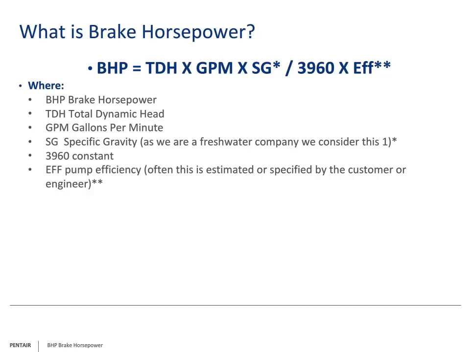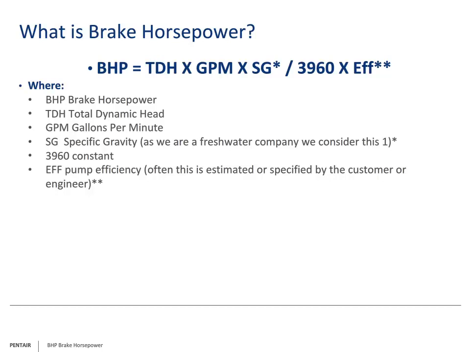What is brake horsepower? Simply put, it is the horsepower needed at the system requirements. To calculate the horsepower needed, you need to know the system total dynamic head, or TDH, the gallons per minute of the system, and the specific gravity of the product being pumped. In our industry, we essentially ignore this as we are pumping water with a specific gravity of 1.